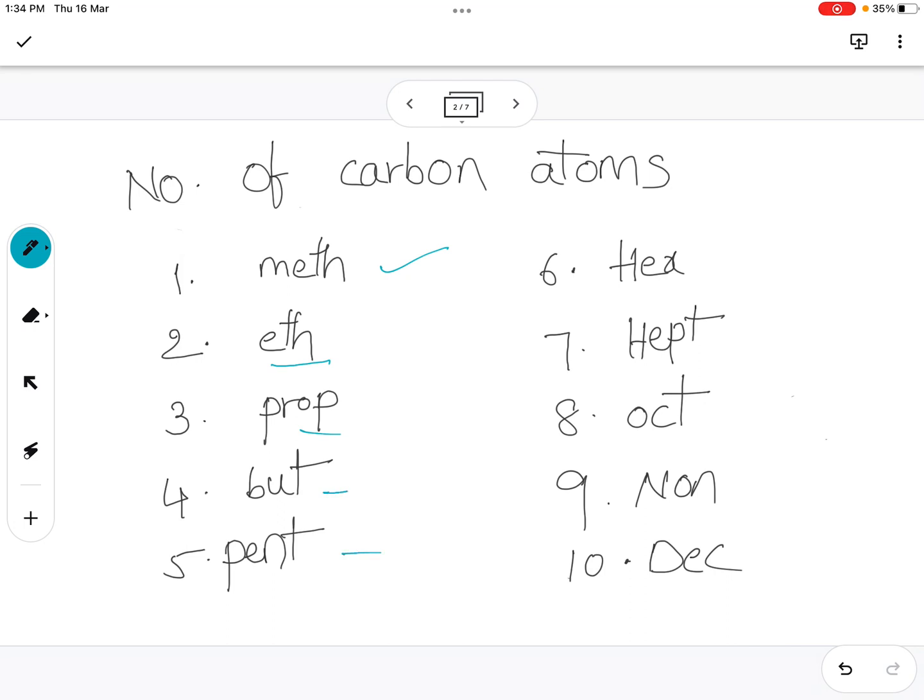If six carbon atoms are present, it is hex. If 7, hept. If 8, oct. If 9 carbon atoms are present, non. If 10, it is called dec.